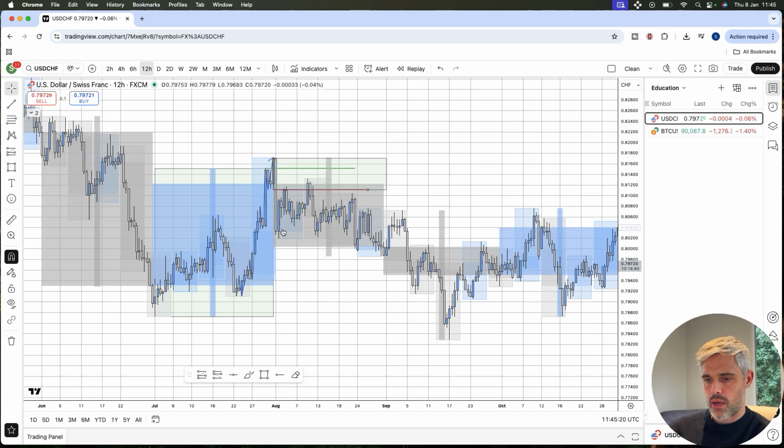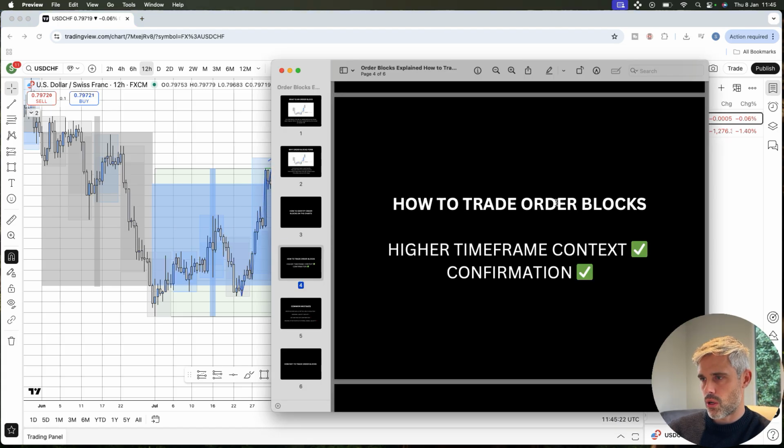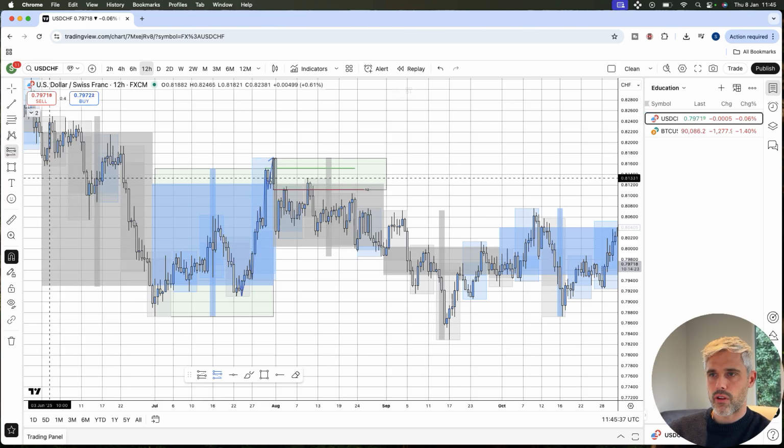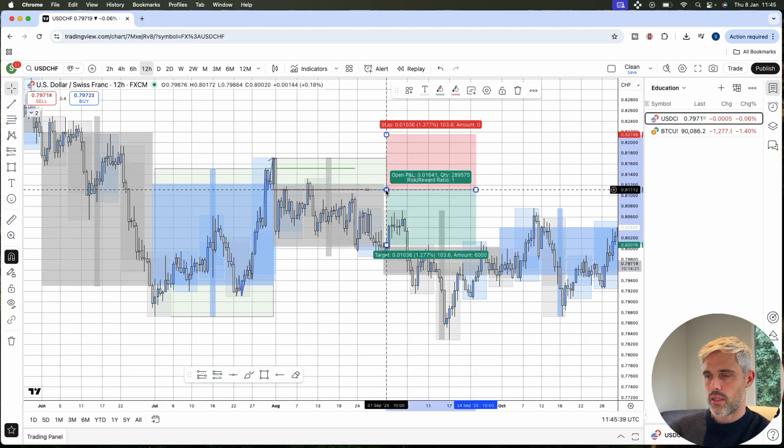So when we talk about what we need to trade order blocks: higher time frame context. Did we take liquidity or sweep liquidity above an old high or an old low? Yes. Have we had confirmation? Have we seen a shift in structure? Yes. So this would be a perfectly valid short opportunity.